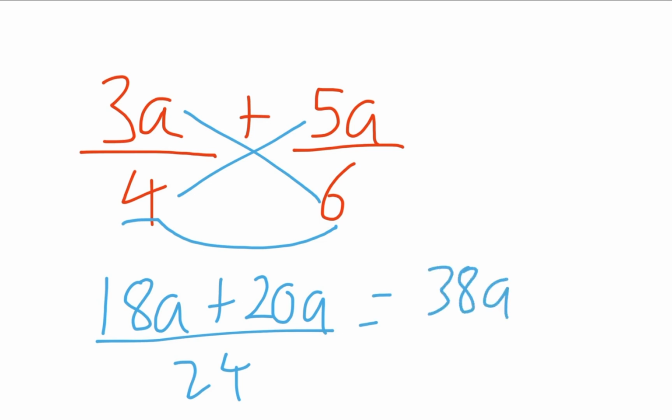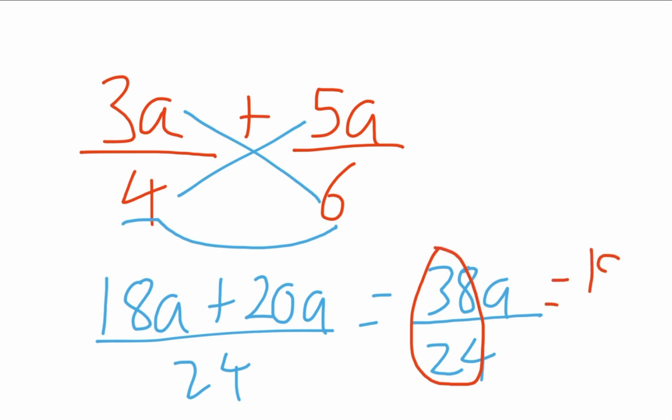Now we can group the like terms because they're both a, all over 24. You can therefore simplify these. So 38 divided by 2 is 19a, and 24 becomes 12. So 38 and 24 can be simplified.